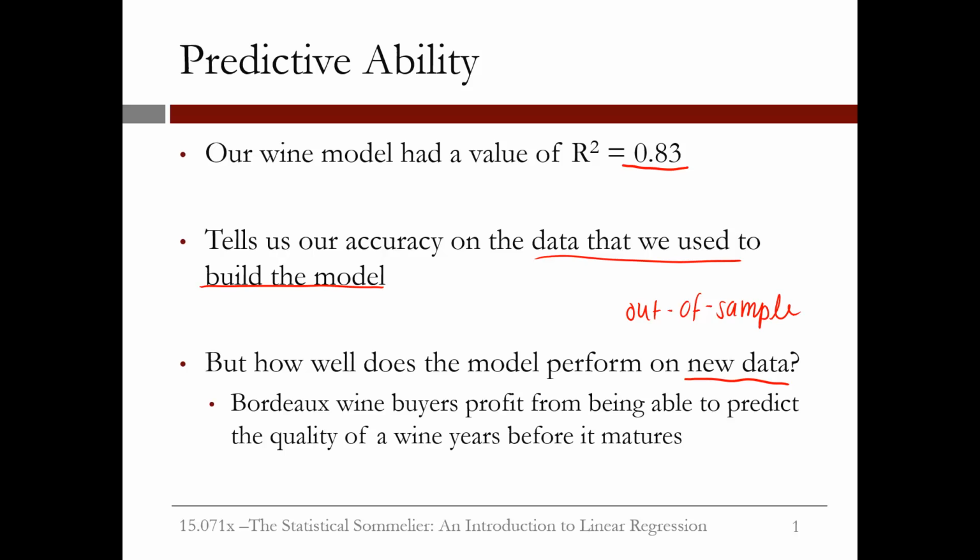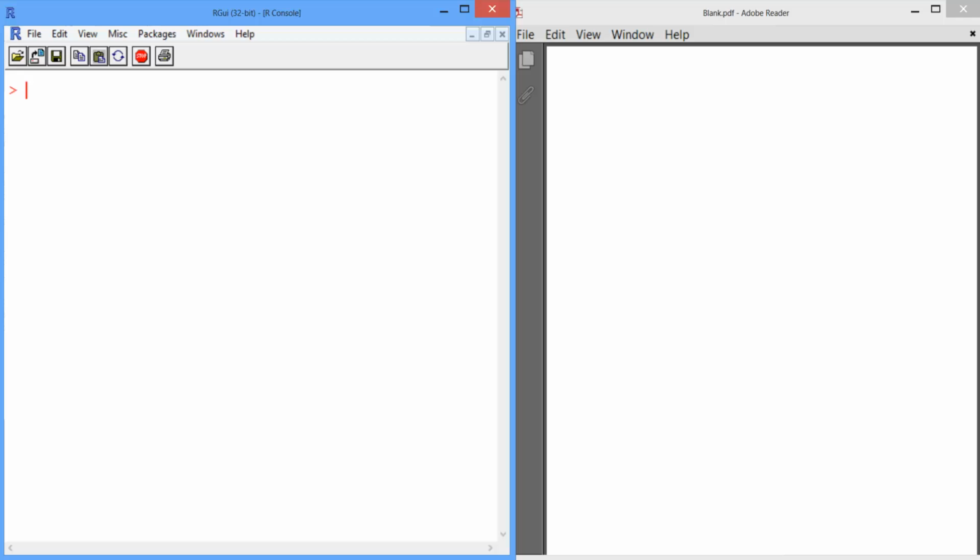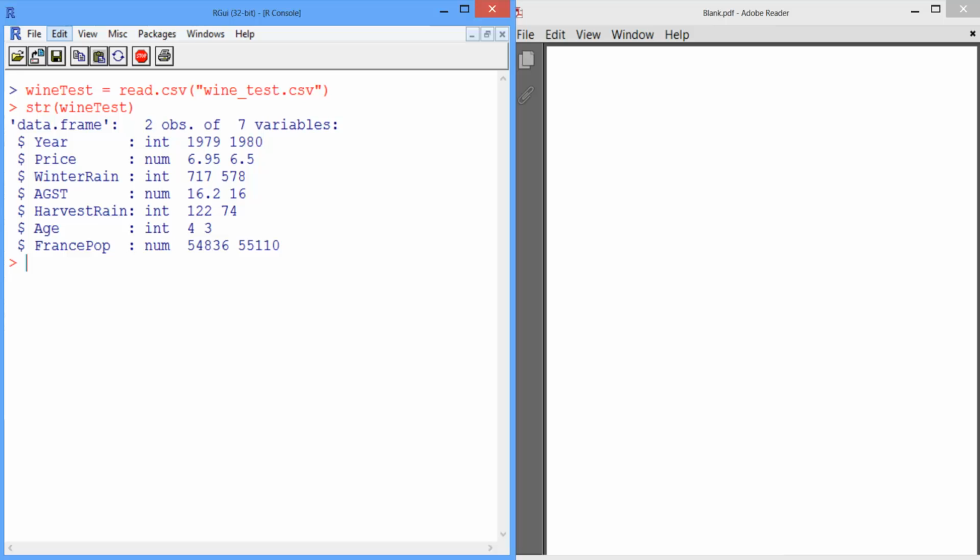Let's see how well our model performs on some test data in R. We have two data points that we did not use to build our model in the file wine_test.csv. Let's load this new data file into R. We'll call it wine_test and use the read.csv function to read in the data file wine_test.csv. If we look at the structure of wine_test, we can see that we have two observations of the same variables we had before. These data points are for the years 1979 and 1980.